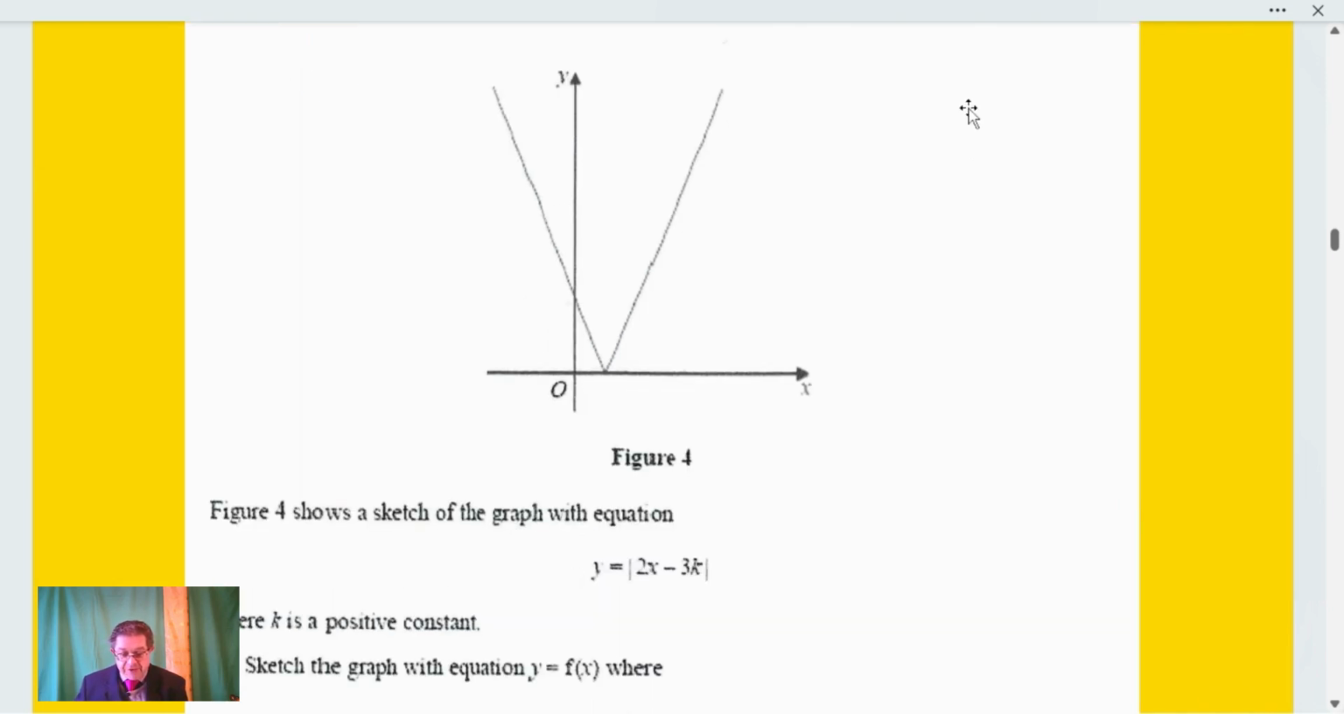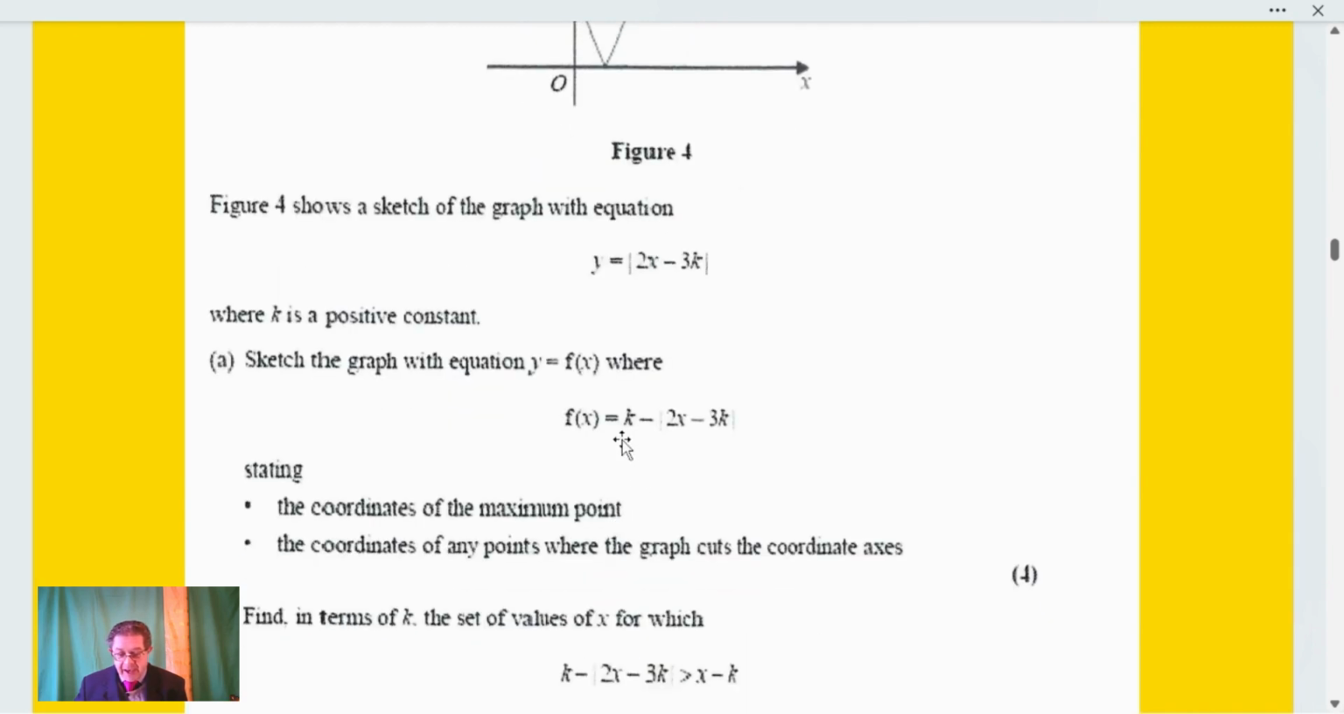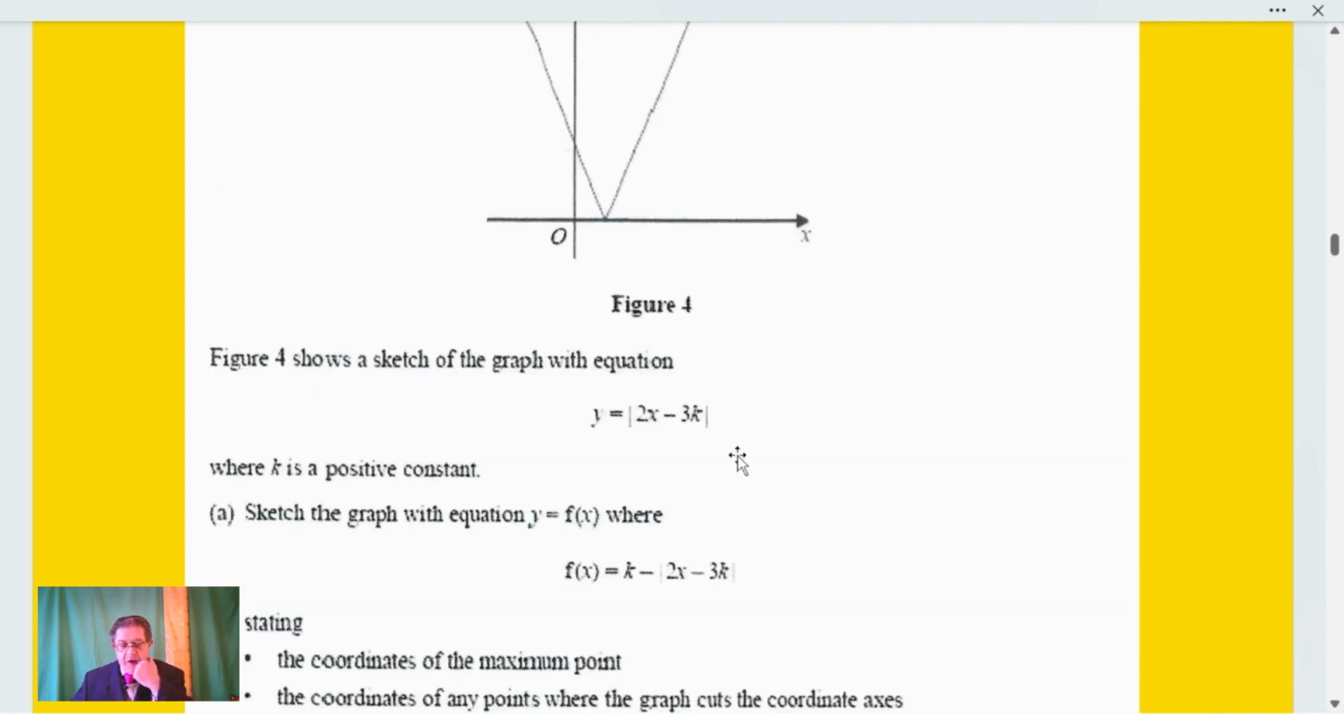In this question, we have a graph with equation modulus of 2x take away 3k, where k is a positive constant. It's a parameter. We're asked to sketch the graph with equation y equals f of x, which is k take away the modulus of 2x take away 3k, stating the maximum point and any coordinates where the graph cuts the coordinate axes. So we think visually, what's going on here?